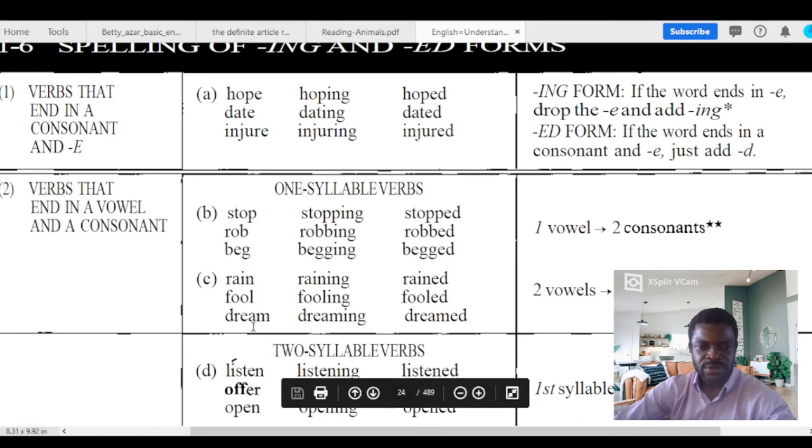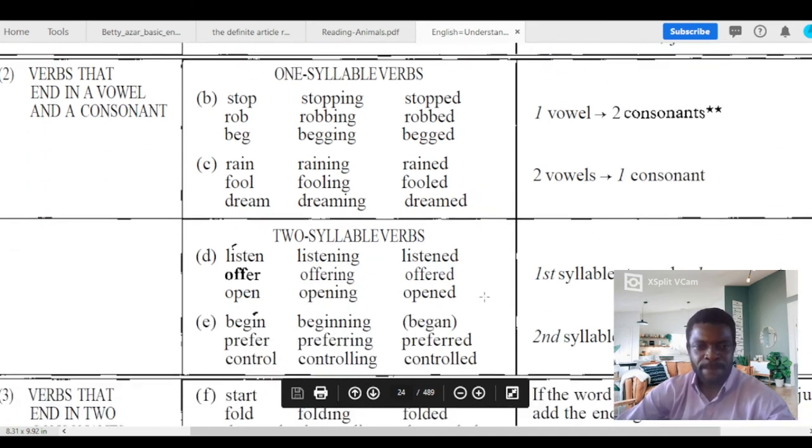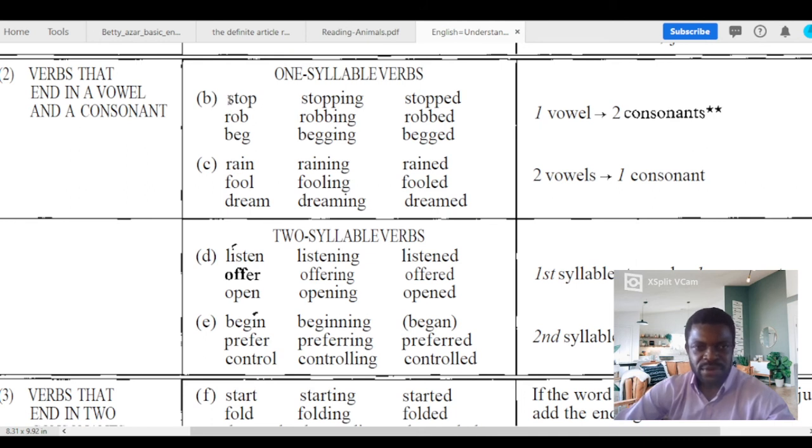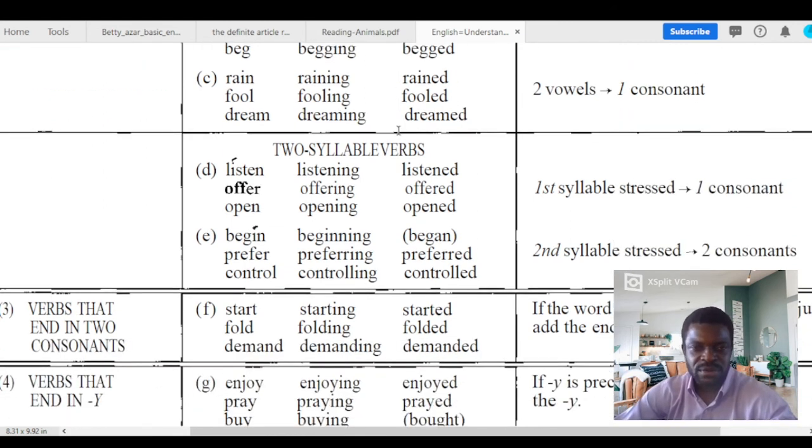Dream also has E and A, both are vowels. We don't need to double anything. We just put what? I-N-G. Then dreamed, we just add our ED. This one is cool. But there's an exception to this one, when we've got a word that ends with W, X and Y. Okay? I'm going to talk more about that later so you can know.